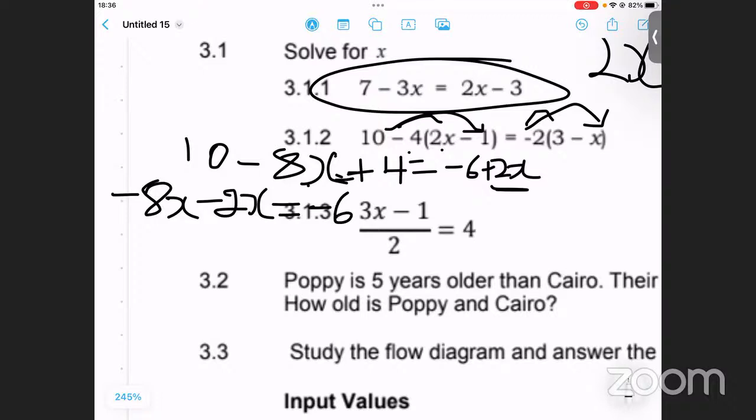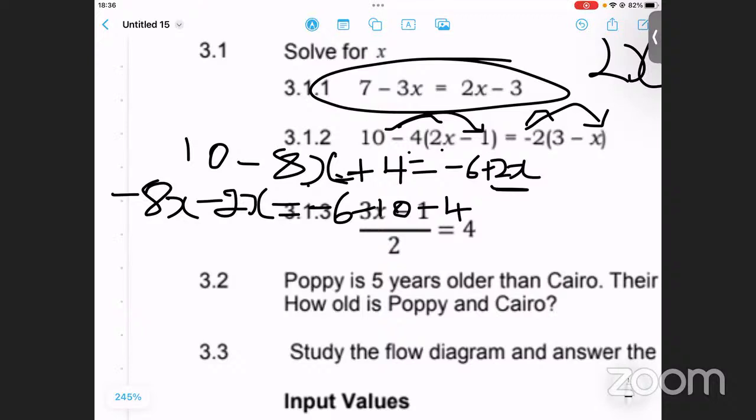Then we are moving what? We are moving 10 and 4. They are all positive, right? +4 plus 10. So that means when they jump the equal sign, it's going to be -10 -4, right? Are we still together? So now we're going to do what? Now we're going to simplify.